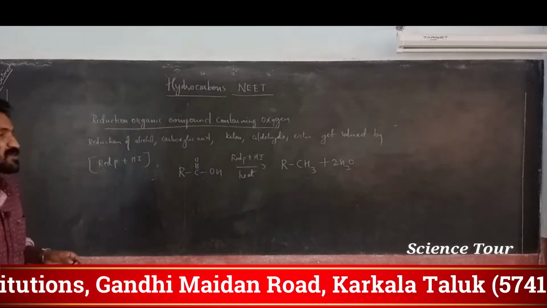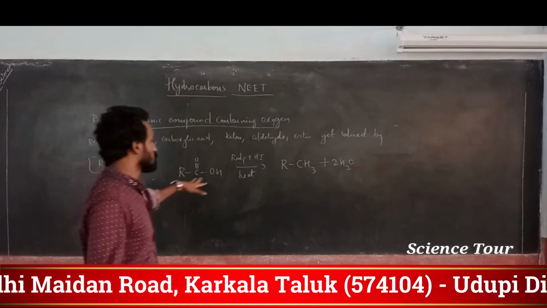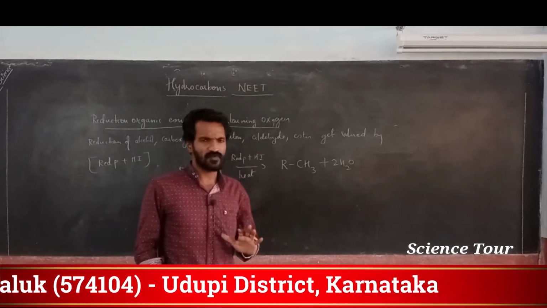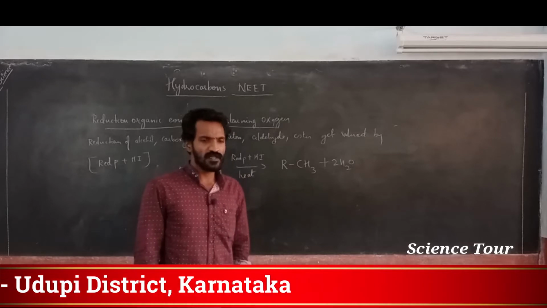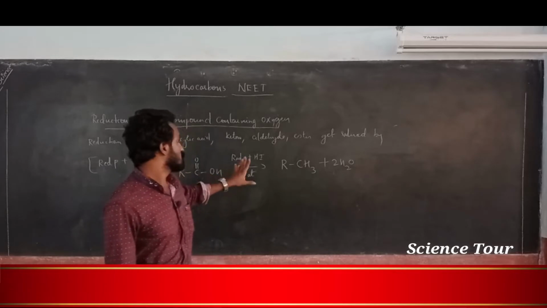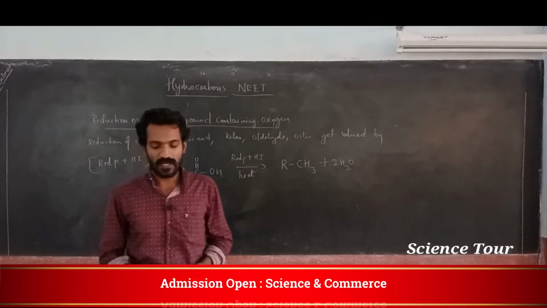So, you just remember this one, my dear students. No need to remember this equation, everything. Just remember, for the reduction of organic compound containing oxygen, we need red phosphorus with the hydrogen iodide.